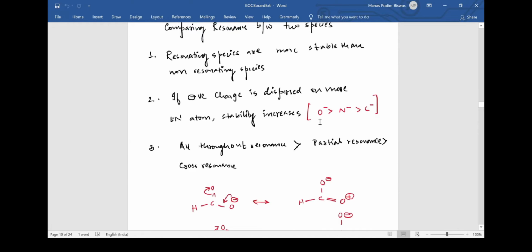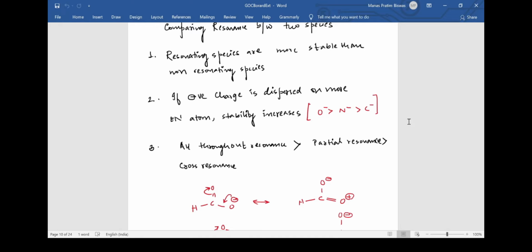I have written here a general order because these three atoms are the ones you will come across the most in your organic chemistry study. Oxygen is the most electronegative among these three, then nitrogen, and then carbon. So obviously, if the electron is moving towards oxygen, it will be more favorable. This comes to an end of the second point, and now I shall discuss the third point.